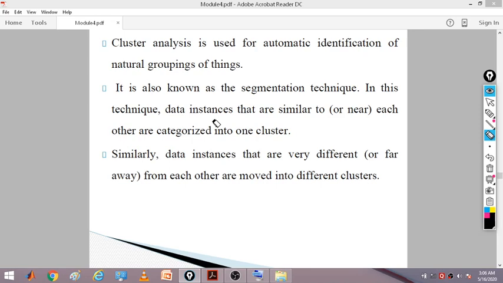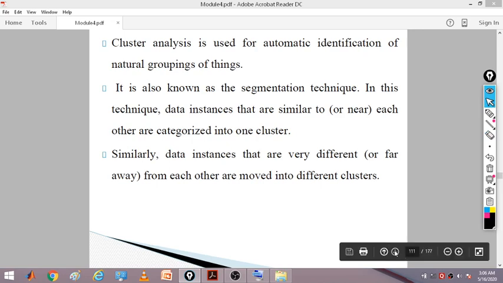In this technique, data instances that are similar to each other are categorized into one particular cluster. If you have a group of items plotted on a graph, according to similarities you try to group them into one particular cluster. Data instances that are very different, or one instance in one group that is very different from an instance in another group, go separately, but the objects in the same group are similar to each other.